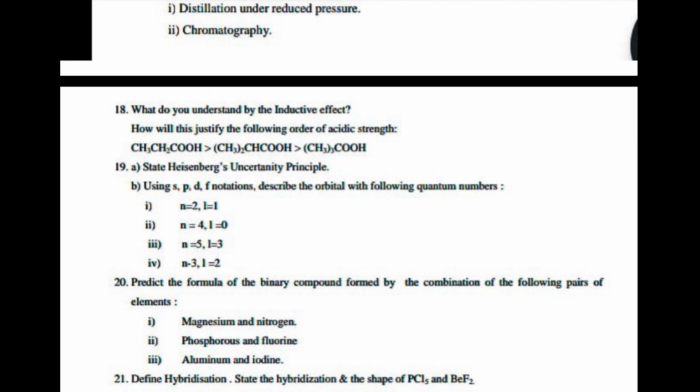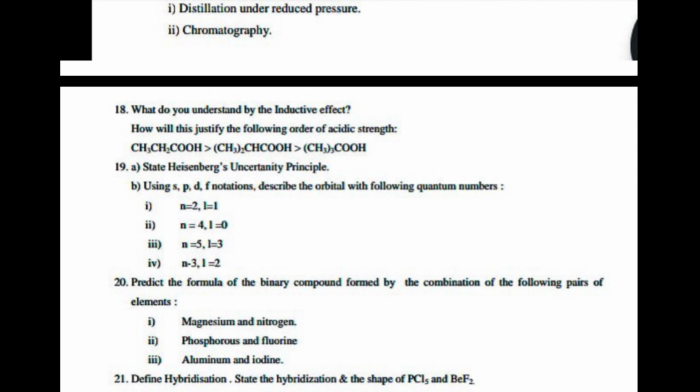Next question, question number 19, A part. State Heisenberg's uncertainty principle. Heisenberg's uncertainty principle states that the position and momentum of microscopic moving particles cannot be determined simultaneously.